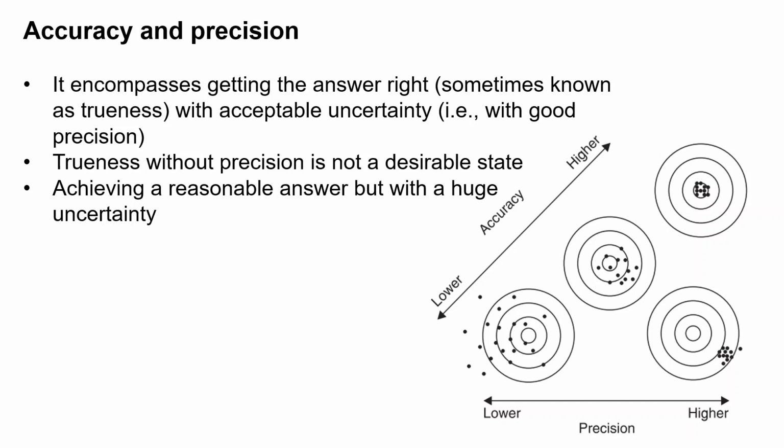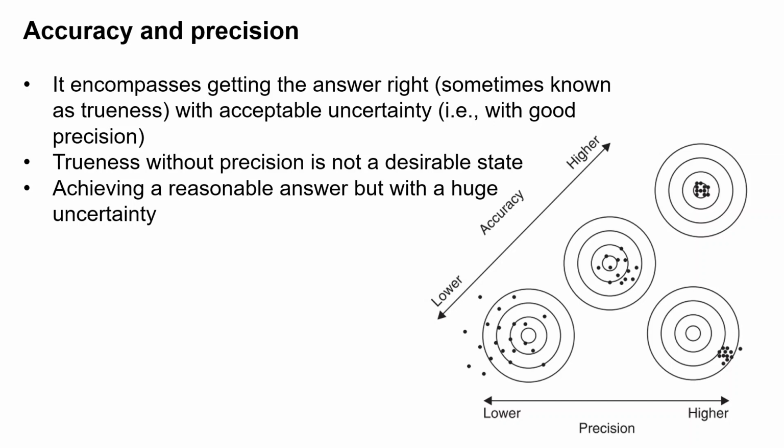So trueness without precision is not a desirable state. If you are close to true but you are not precise, then you have some set of data that is actually close to your true data, but it's not a perfect or ideal way of measurement.